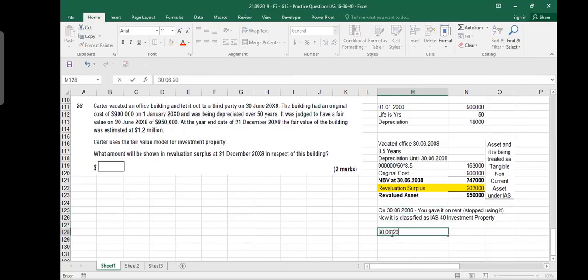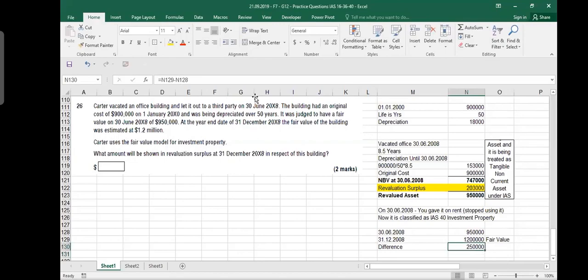So on 30th of June 2008, the value of the asset is 950,000. And then on 31st of December 2008, the value of the asset is 1.2 million. Yes? Yes, sir. That is the fair value of the asset. So there is some difference. How much is the difference? The difference is 250,000. You made a gain.